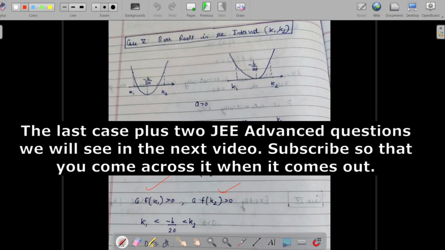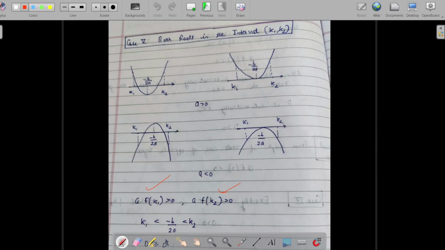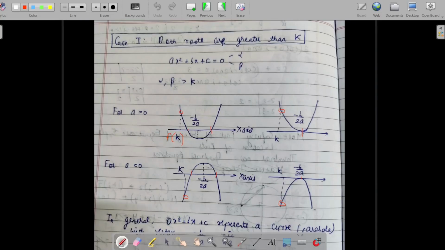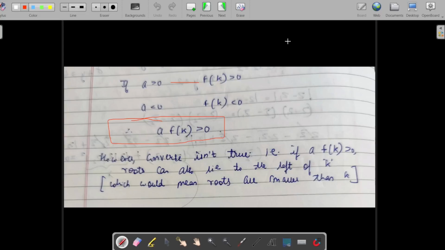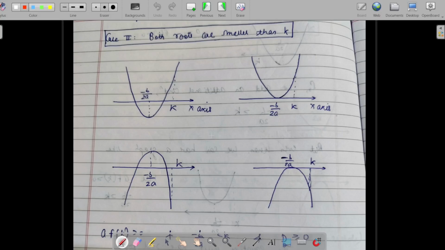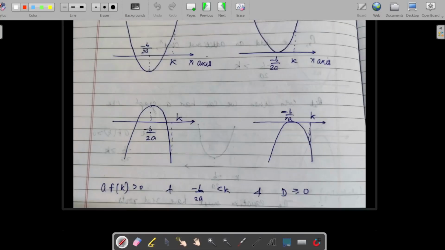So overall, we have seen 5 cases today. What I'll advise you is to make notes of all these conditions. So just write it as case 1, both roots are greater than k. We have these three conditions. That will be our first point. Then when both roots are smaller than k, these three conditions, that will be point number 2.